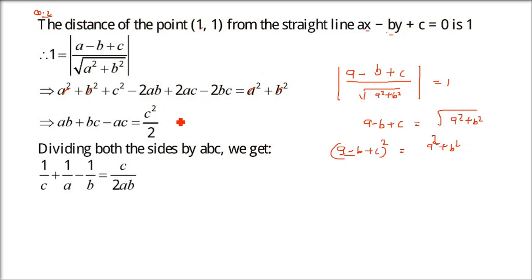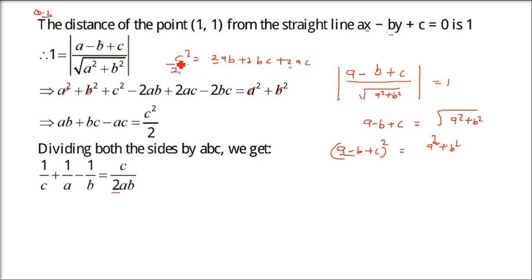In the question it is given that 2 is in the denominator. So we take all the terms with 2 on one side and c square on the other side. This will be 2ab plus 2bc minus 2ac equals c square.